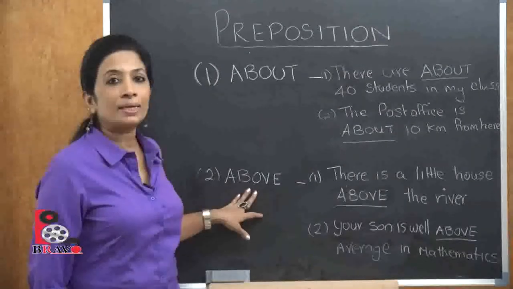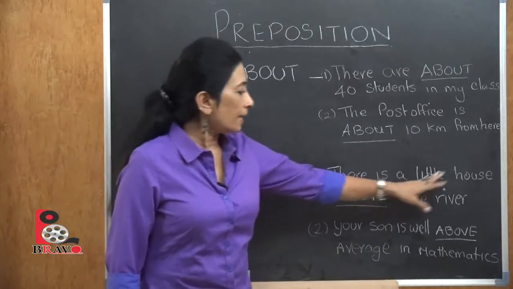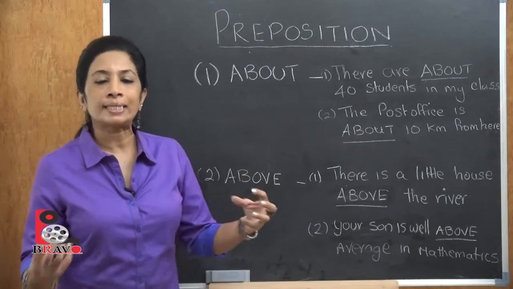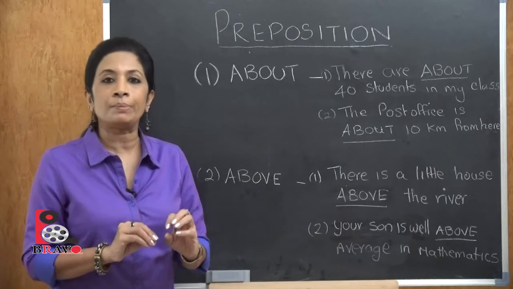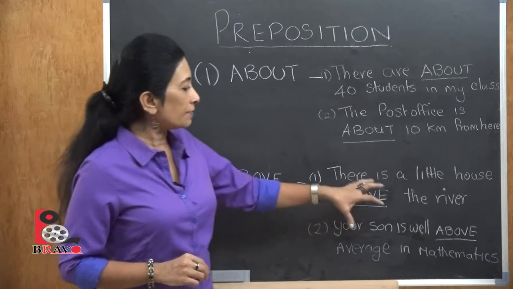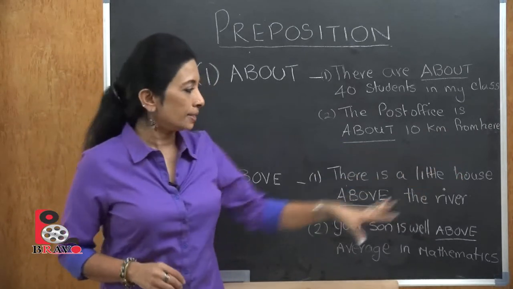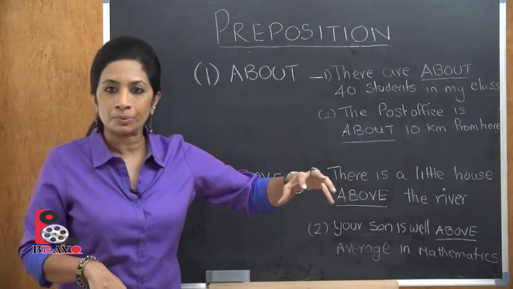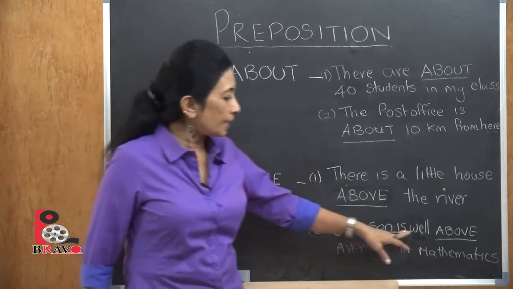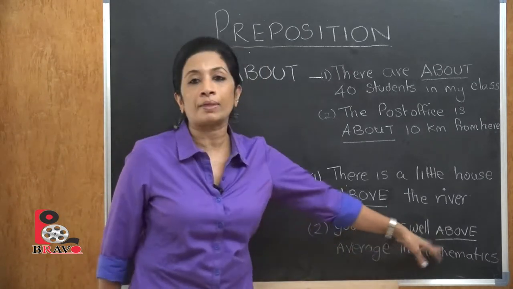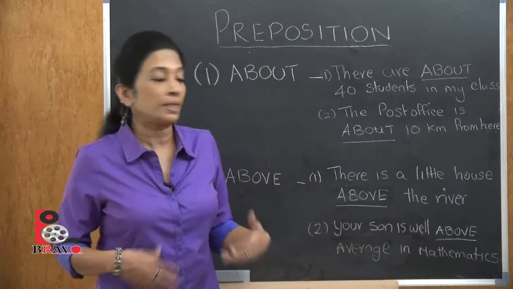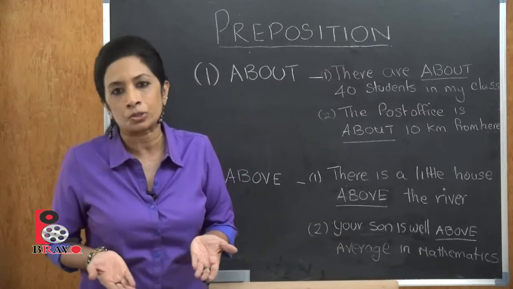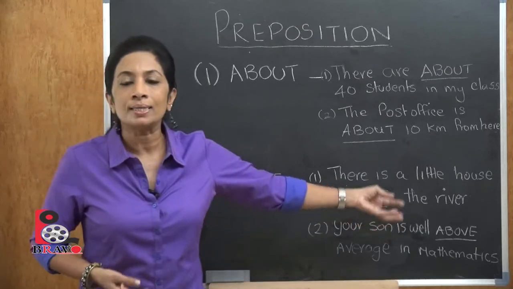Okay, now the second word is above. There is a little house above the river. As I told you before, a preposition adds a necessary or detailed meaning to the sentence. So instead of saying the house is there by the river, it says it's above the river. So you know that the river is flowing there and the house is sitting on top of it. Second one: your son is well above average in mathematics. He is an average student. When the teacher is telling the parent your son is well above, that means he is doing better than the average student. So it gives a meaning to the sentence.